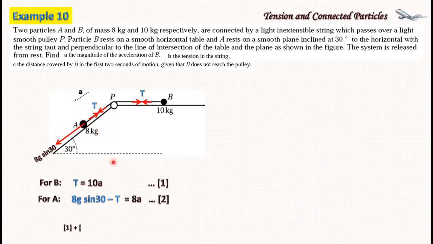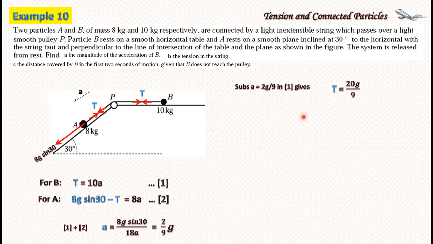Adding the two, equation 1 and 2, we will have 8G sine 30 equal to 18A, and from there A will be equal to 8G sine 30 over 18, which is equal to 2 over 9 G. We have 2 over 9 G as the acceleration of the system. For the tension in the string, substituting this value in equation 1, we will have T equal to 20G over 9, which is equal to 21.7 newtons.